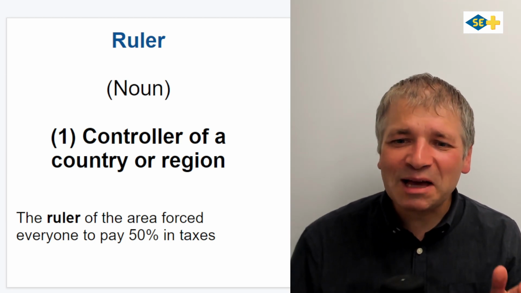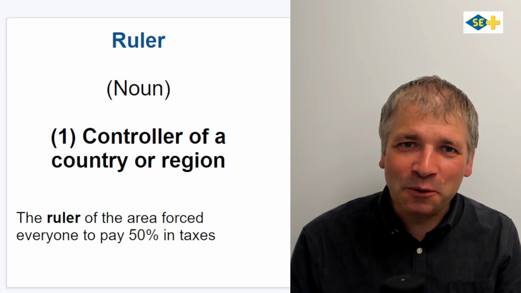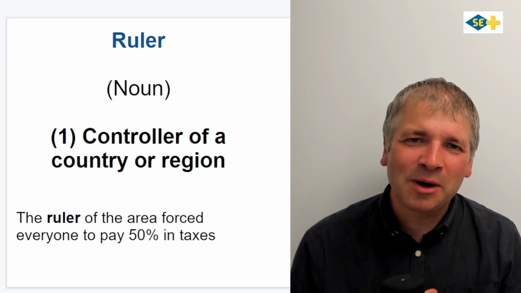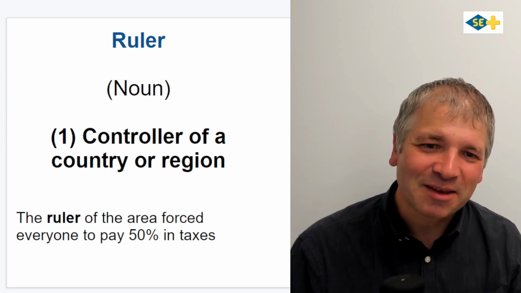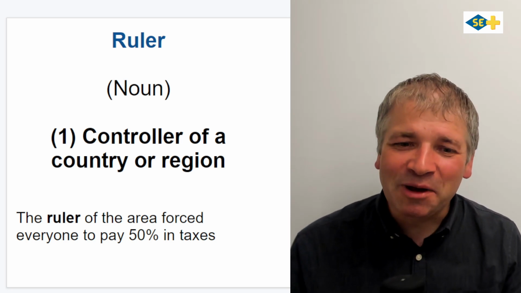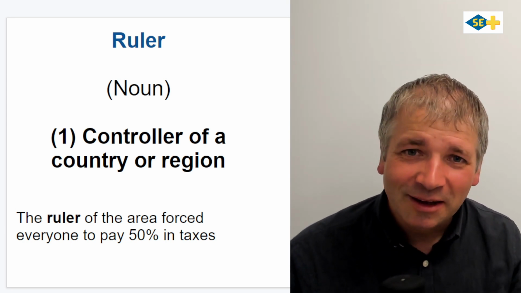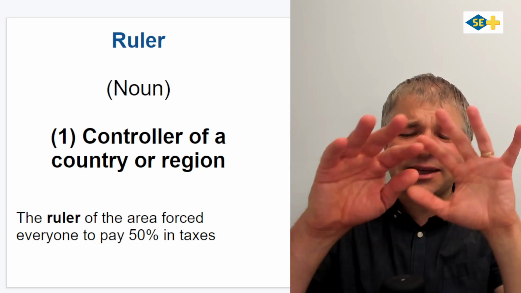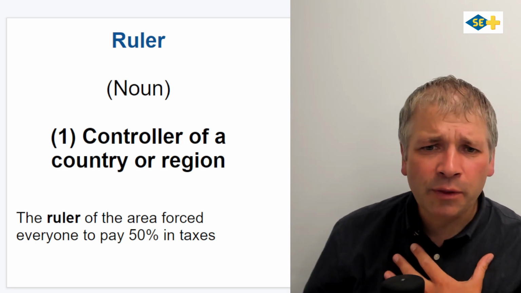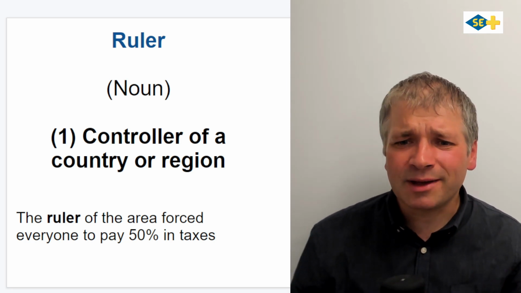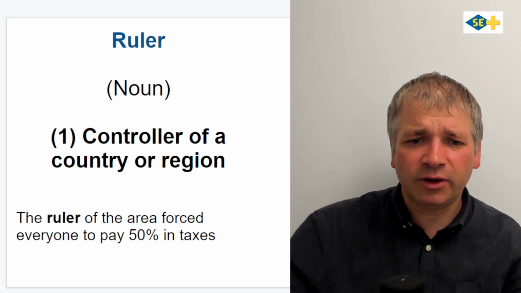The word ruler has two meanings that are completely different. It's a noun in both senses, and the first one is the one we're more familiar with, the controller of a country or a region. So, for example, the ruler of the area forced everyone to pay 50% in taxes. Imagine that. So ruler is someone who's got complete control, like a king or a queen, dictator. We don't often use it with a president or prime minister who's elected. Ruler's like a strong word, someone who has great authority and great power.